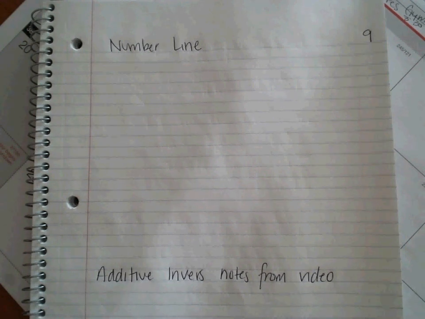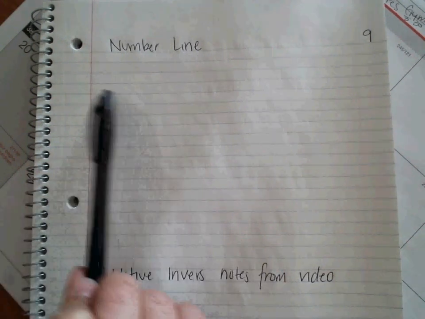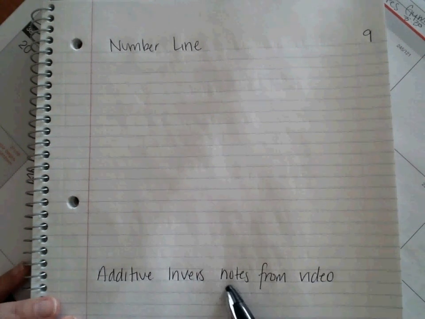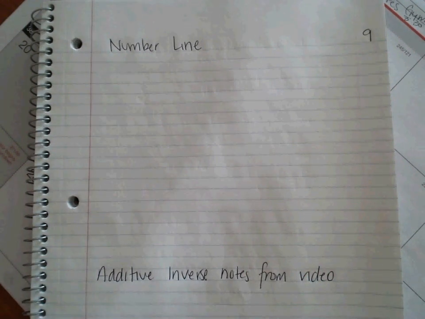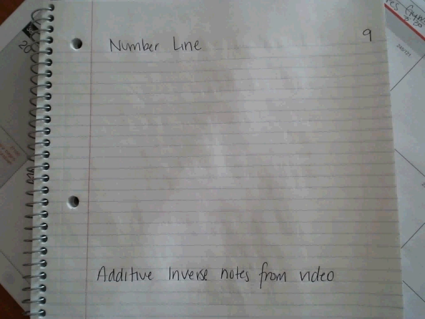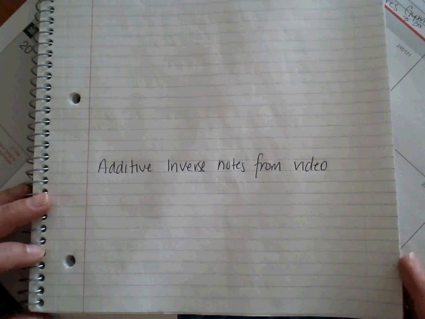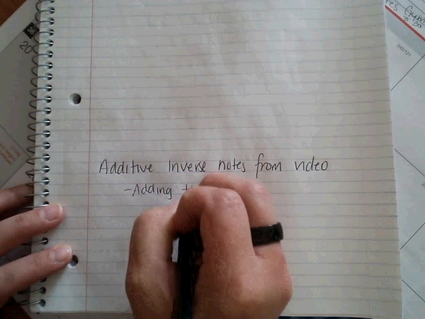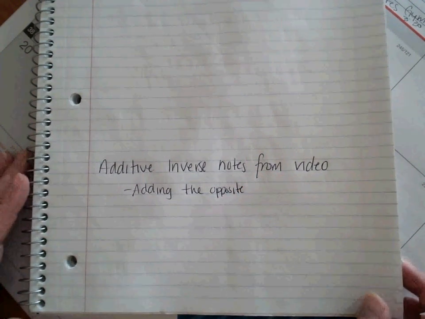I've set up my next page with a number line because I'm going to show you a little worksheet here in just a minute, and I'm going to have you draw them out. And a little bit further down I put additive inverse notes from video, because you're going to watch an additive inverse video that is posted underneath this module. And you're going to take just a few notes. You don't need too much room, just a little bit, so that way you can take the notes from the video. But additive inverse is adding the opposite. And you're going to take more notes on that in that video.